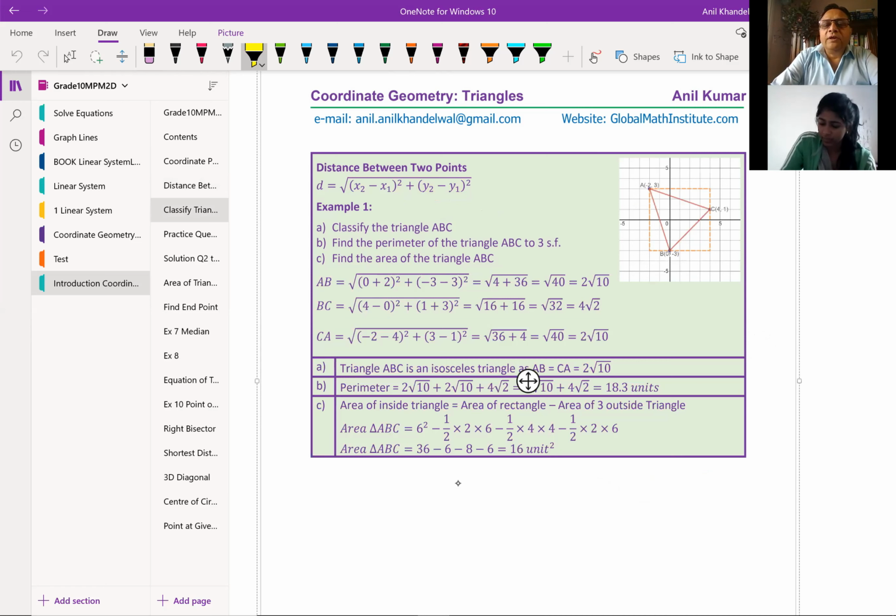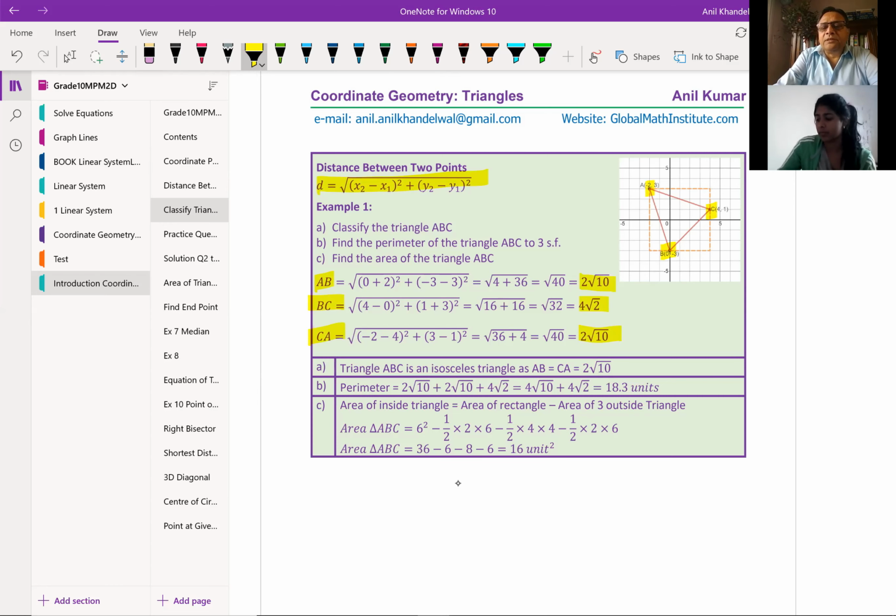So here is the solution. We will just read these points from the graph itself. Since the graph is given, we can read A, B, and C. Once you have these points, use the distance formula, square root of (x2 minus x1) whole square plus (y2 minus y1) whole square. Find the length of each side. So we found the length of AB as 2 square root 10, BC as 4 square root 2, CA as 2 square root 10.